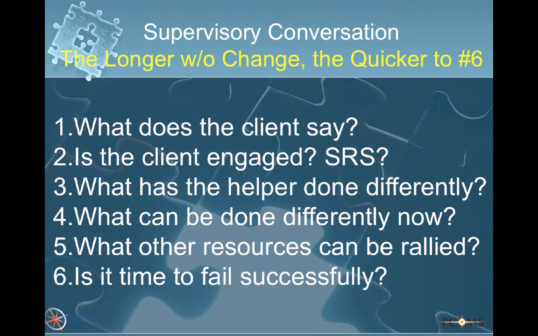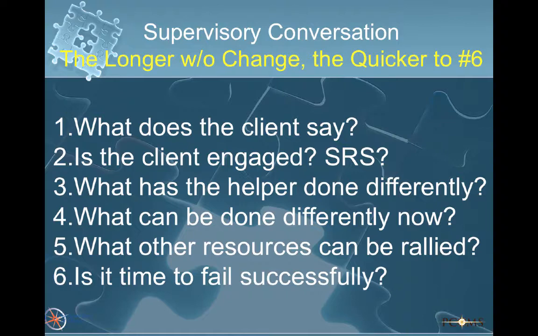The next order of business is asking the kind of hard question: is the client engaged? What are the SRS scores? If we look at that, is there an indication of any problem there? Have you talked about the alliance with the client? Have you gone over the SRS with them? And do you know already that you're not a good fit for this particular client? Are they sitting there like a bump on a log, not really engaged? If that's the case, maybe you should give someone else another shot at them.